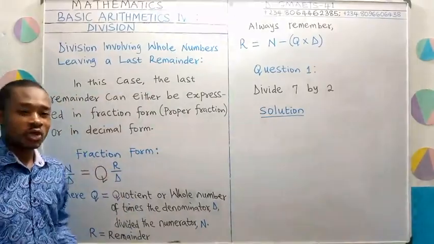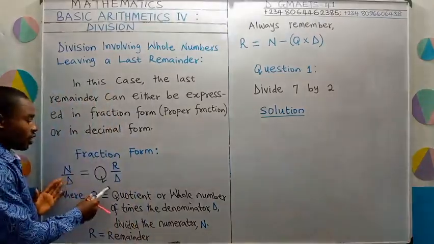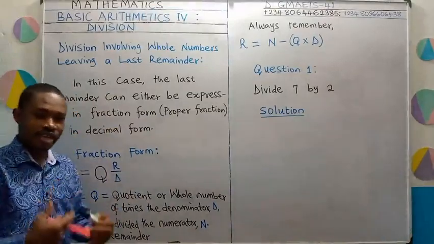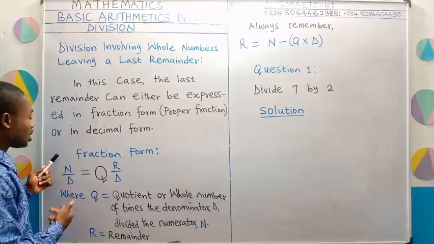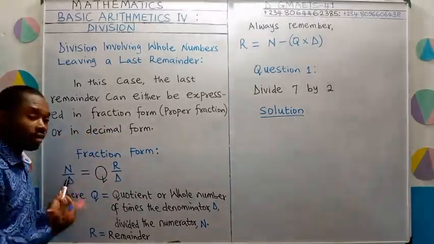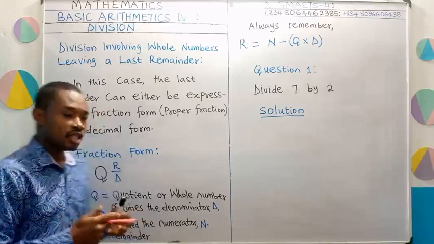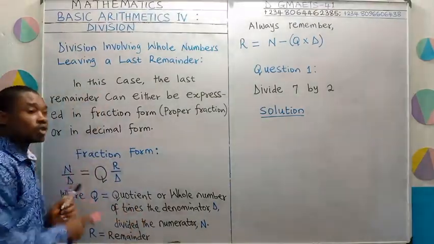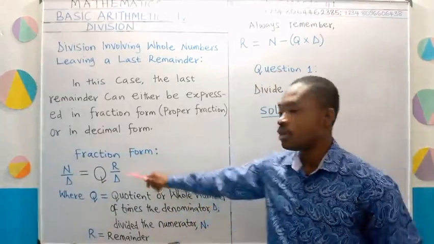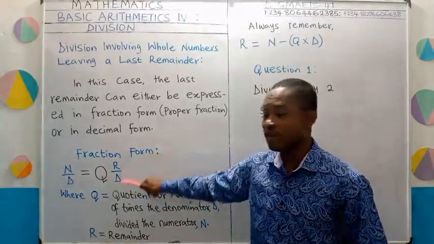Talking about fraction form, how do you express the last remainder? Now I have this on the board, okay? You are given a numerator, a number to be divided by the denominator. So I'm using n to represent the numerator which you are dividing, and I'm using d to represent the denominator. Now, if this division will give you a last remainder, the way you present your answer in fraction form is given as this: q, then r over d.